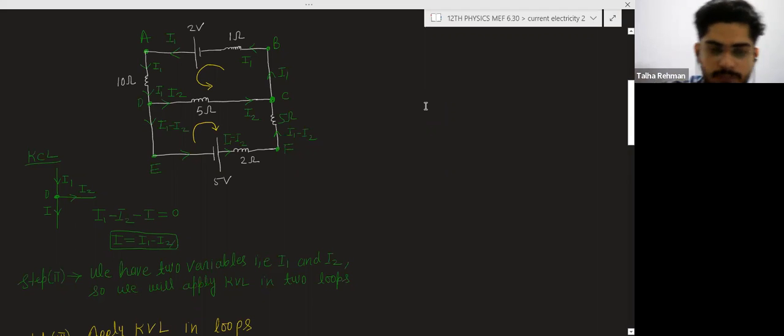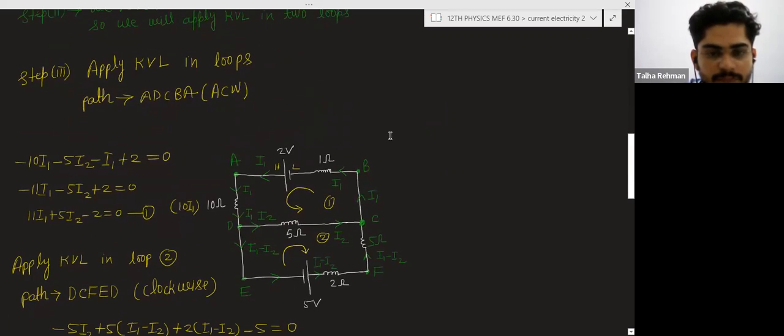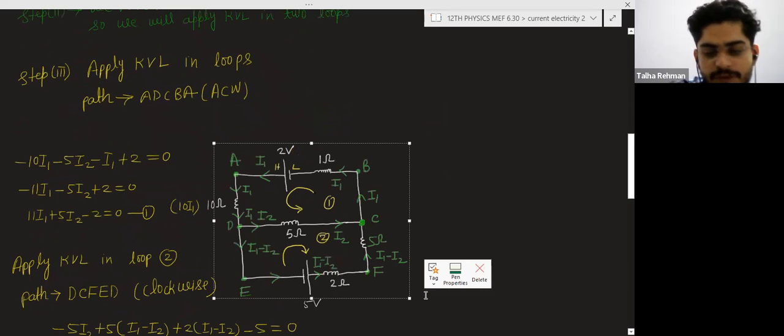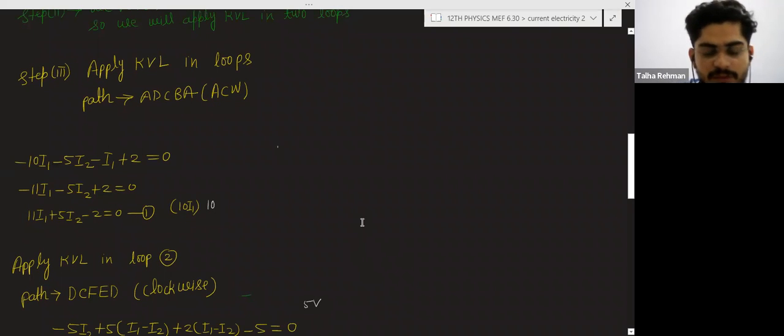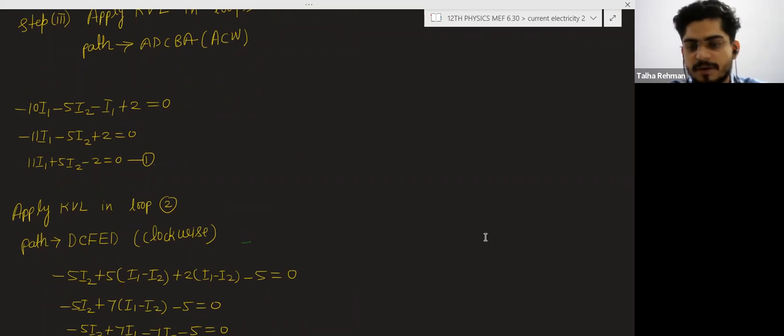So can you scroll down? Yeah. Or don't make this diagram again. This is just for your understanding. I can. Nawal, are you getting it? Yes, sir.